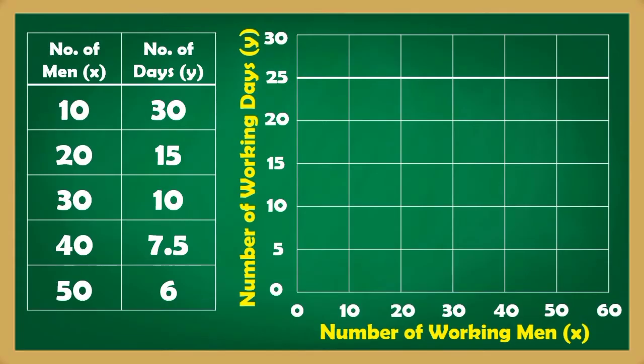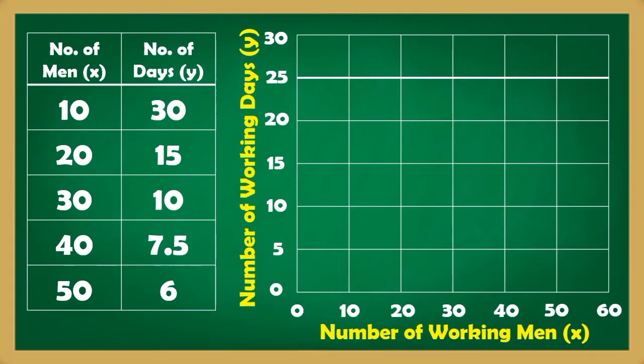So, like for example, ayan. So, yung table natin, number of men, 10, 20 up to 50. Then, yung number of days, 30 up to 6. Yan yung graph natin. Yung vertical axis natin dito is the number of working days. Ayan, yung 0, 5, 10, 15, 20, 25, 30 na may interval na 5. And then, yung horizontal axis naman natin, number of working men, yung x, na may interval na 10.